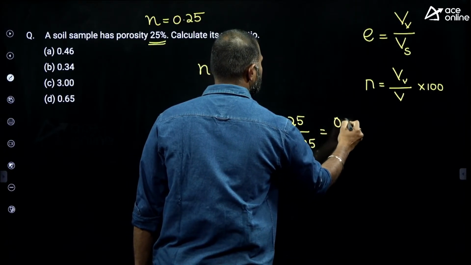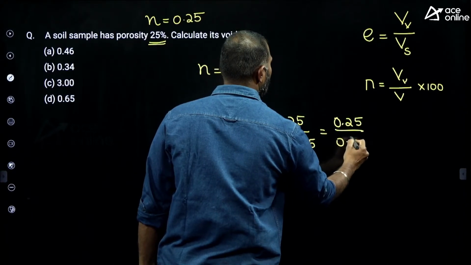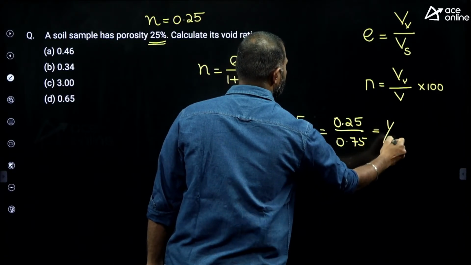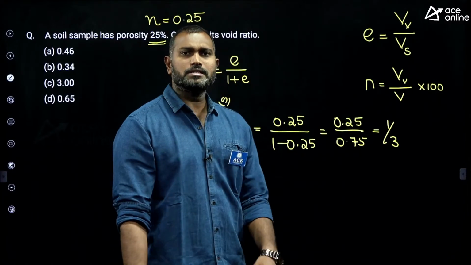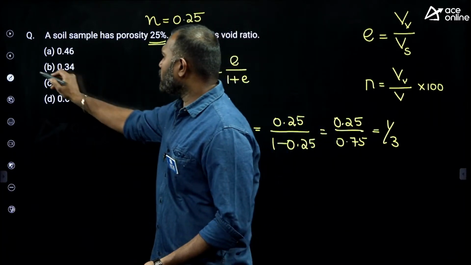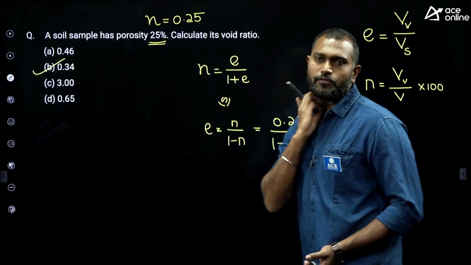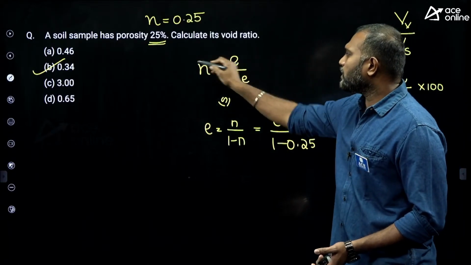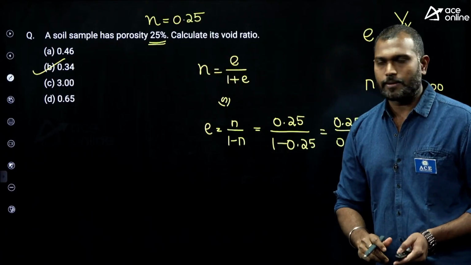So that comes as 0.25 by 0.75. This is 1 by 3. 1 by 3 is 0.33. From the given options, the correct answer is 0.34. Just simply get down the relation between the void ratio and porosity.